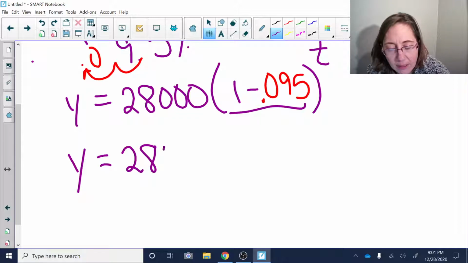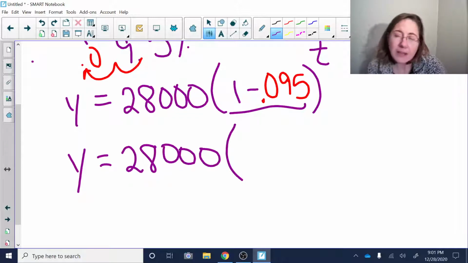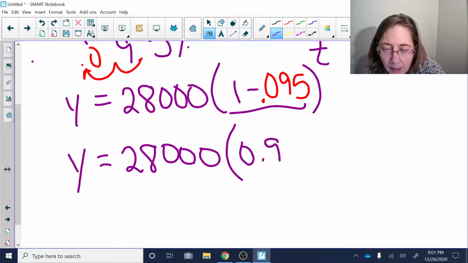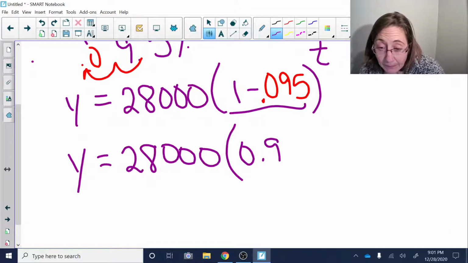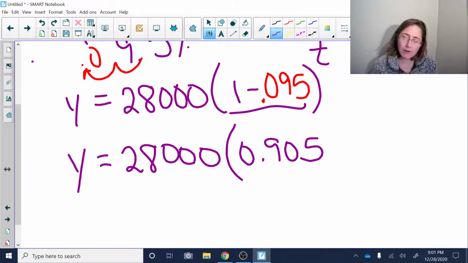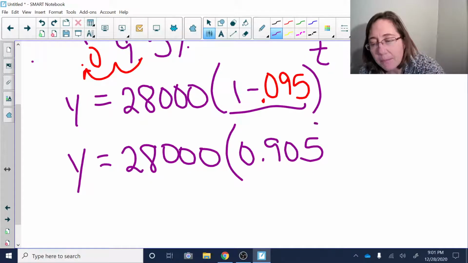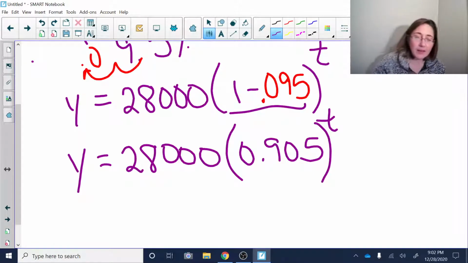So we have 28,000. Let's see, 1 minus 0.095. That would be 0.9055. Yeah. To the t power. So we've modeled the situation with an equation. I haven't asked you anything about this yet. So let's say we're wondering, when is this car going to be worth $20,000? It's going to lose money. When's it going to be down to $20,000?